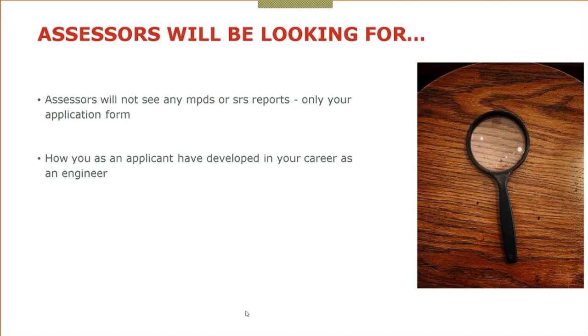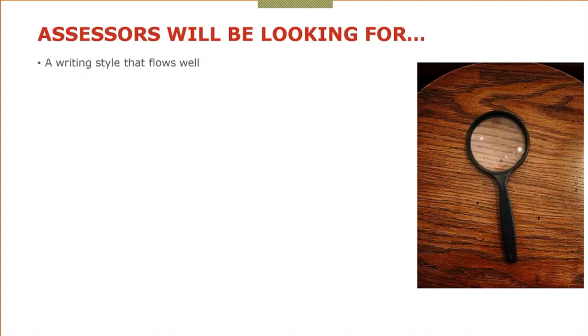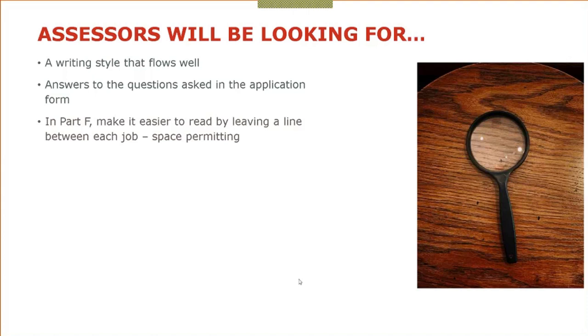They will also be looking for a writing style that flows well. So don't, for example, explain various projects in part F of the application form, and then go on and talk about totally different projects that you haven't mentioned anywhere later in demonstrating how you meet the competence requirements. They're also looking for answers to the questions that we ask you in the application form. And if you can, in part F, make it easier to read by leaving a line between each job, space permitting, of course.